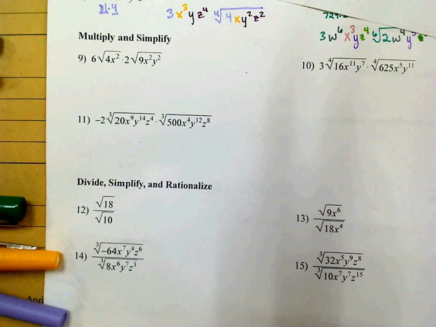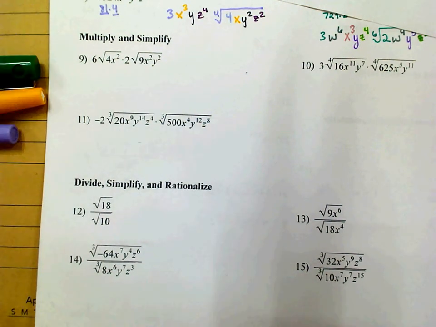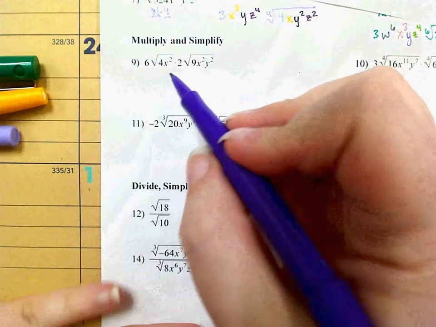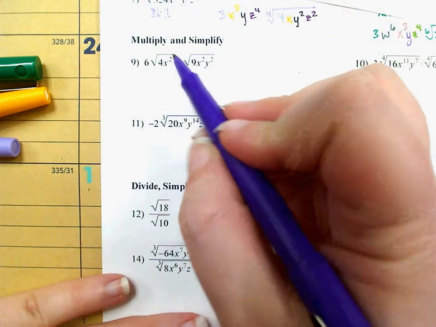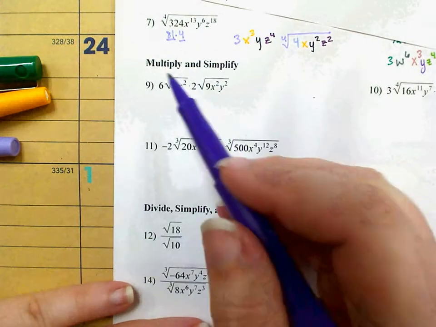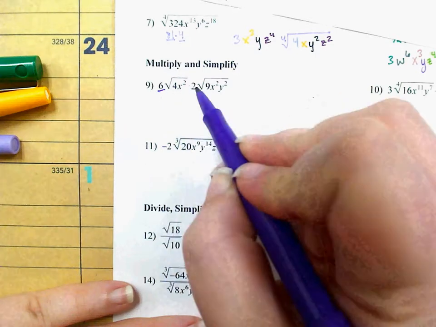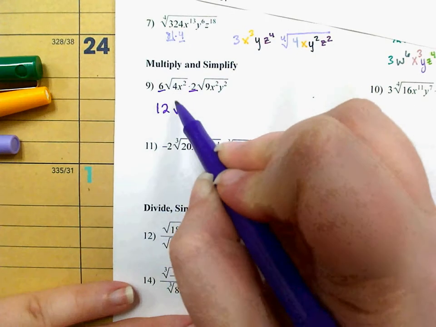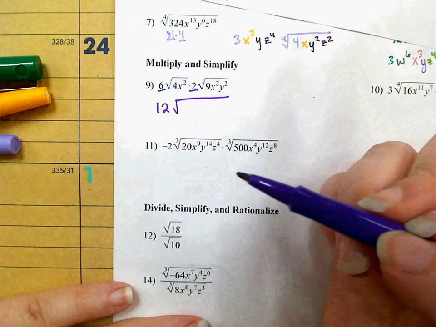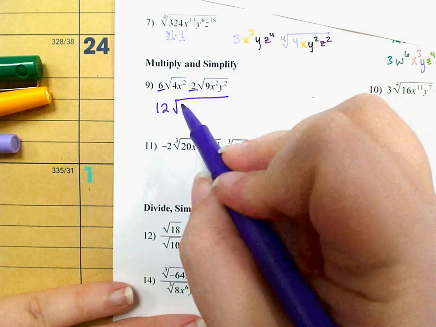up there. Whoever's watching. So when I multiply number 9, I've got 6 times this square root and 2 times this square root. Technically, I could probably just go ahead and take the square roots of both, but I'm going to go ahead and multiply 6 times 2 and get 12 times the square root of 4 times 9. Now, you could just write 4 and 9 and take the square root of them individually, but I know 4 times 9 is also a perfect square, so I'll go ahead and say 36.